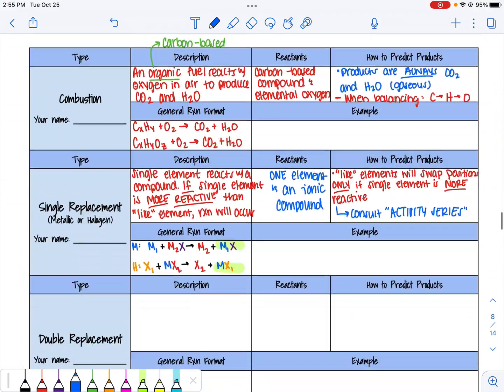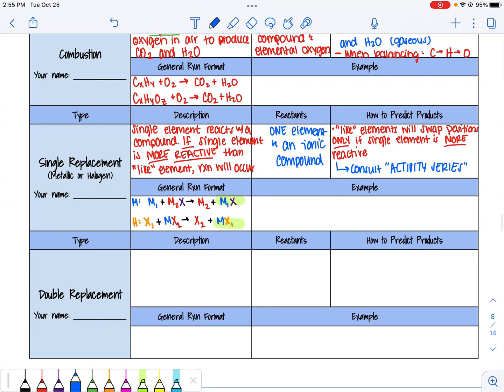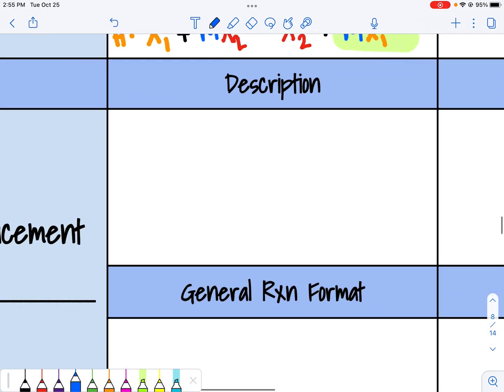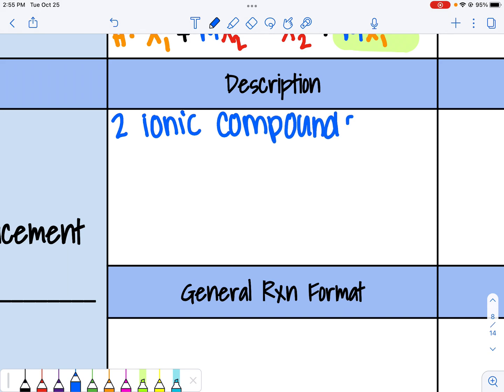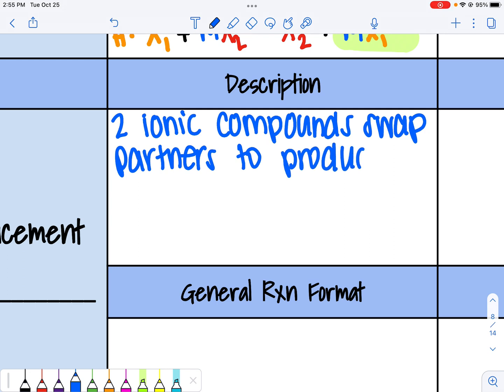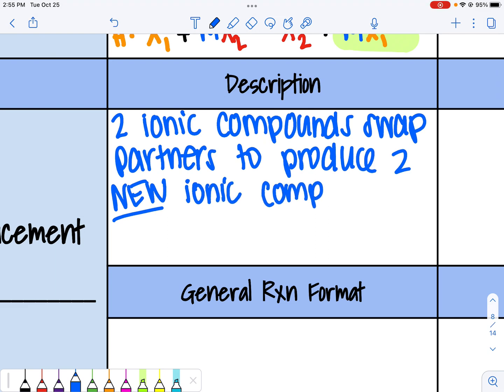Okay, so then next type of reaction. Scroll all the way down there. All right, so next type of reaction is going to be double replacements. So description for these ones. In a double replacement reaction, you have two ionic compounds. These ionic compounds swap partners to produce two new ionic compounds.